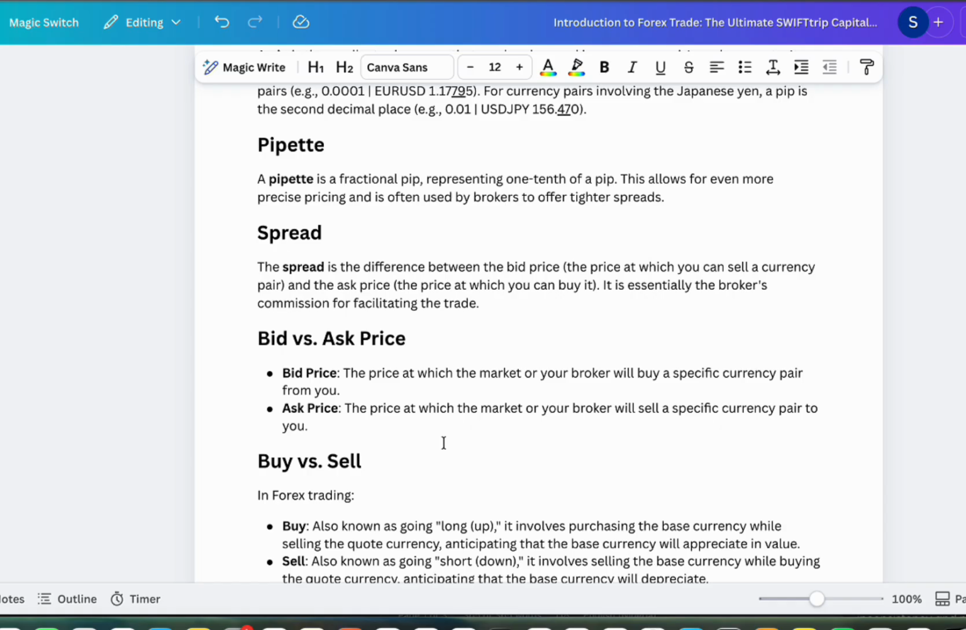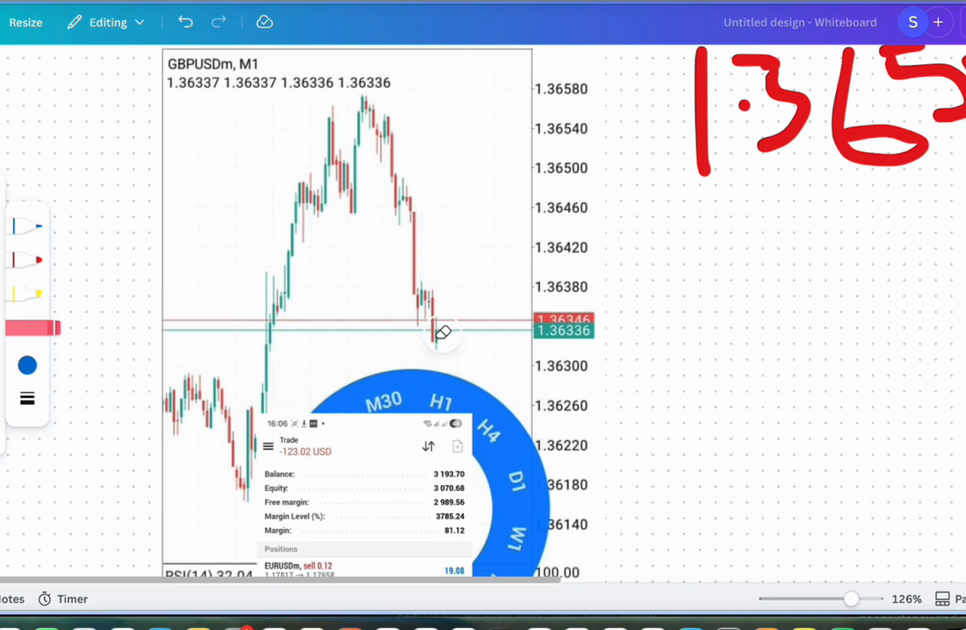The ask is the price at which the market, or rather the broker, will sell to you. You said the price at which the broker will buy a specific currency from you. Yes. And the ask is the price at which the broker will sell to you. Now, let's go see the spread and the ask.